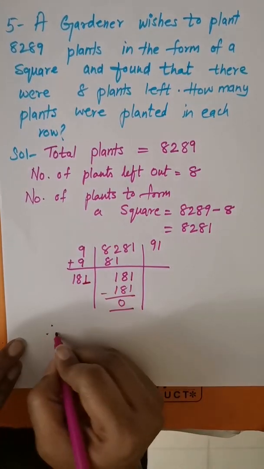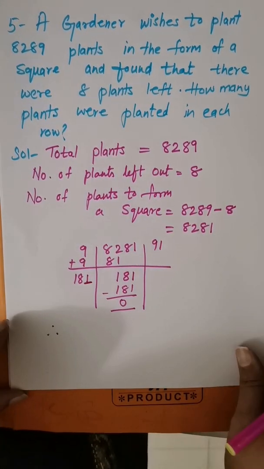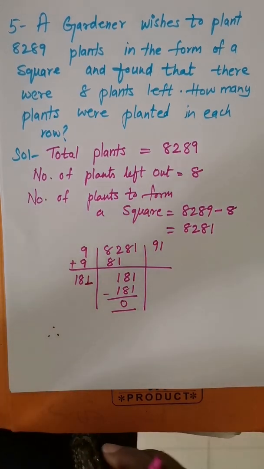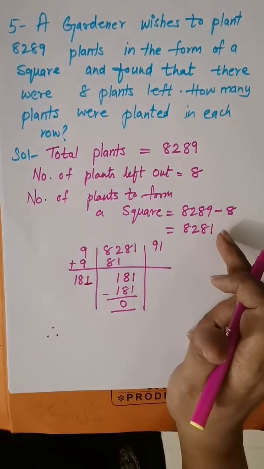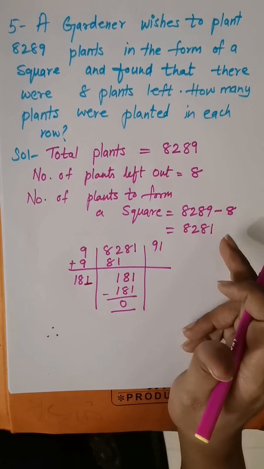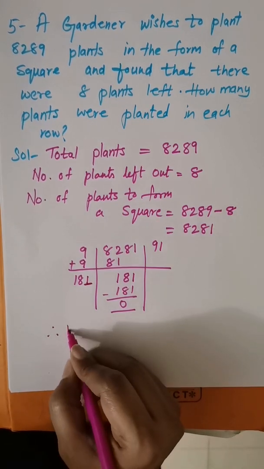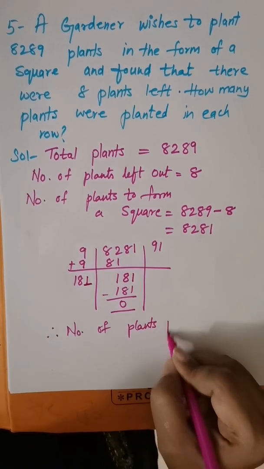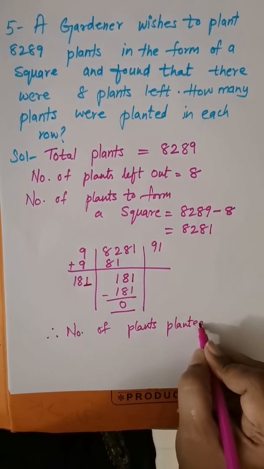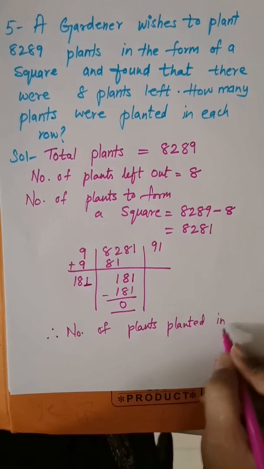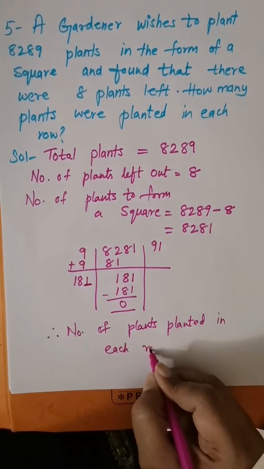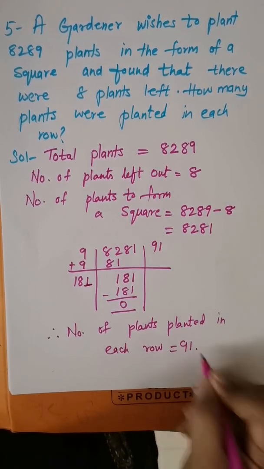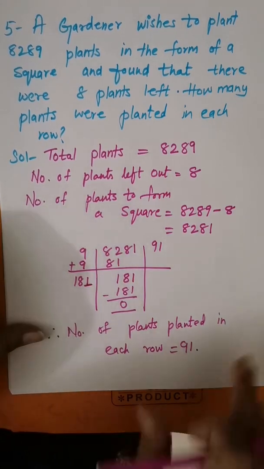So to know how many plants were there in each row, we have to find out the square root of the plants used to form a square. So the number of plants planted in each row is equal to 91.